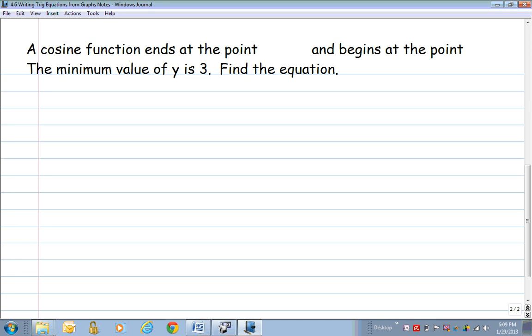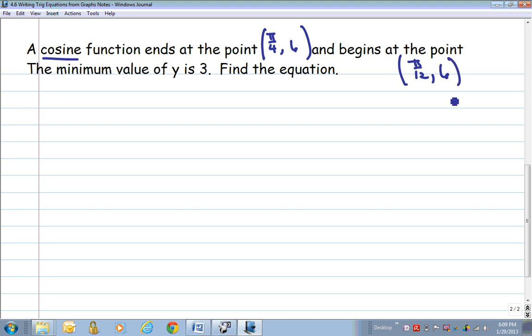This will be like number 5, or this is actually number 5 on your worksheet. So this is a cosine function, ends at the point, and I'm going to go ahead and fill this in for us, pi over 4, comma 6, and begins at the point, and we'll go ahead and write that in too, and that's going to be at pi over 12 and 6. And it's a cosine function. Remember, cosine starts at the top of the amplitude, or starts at the amplitude, ends at the amplitude.